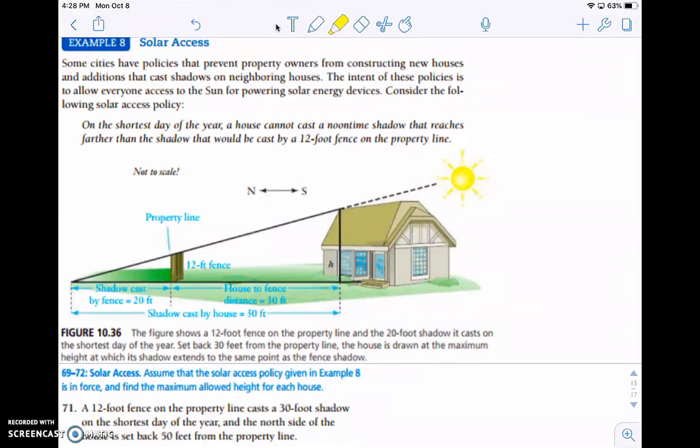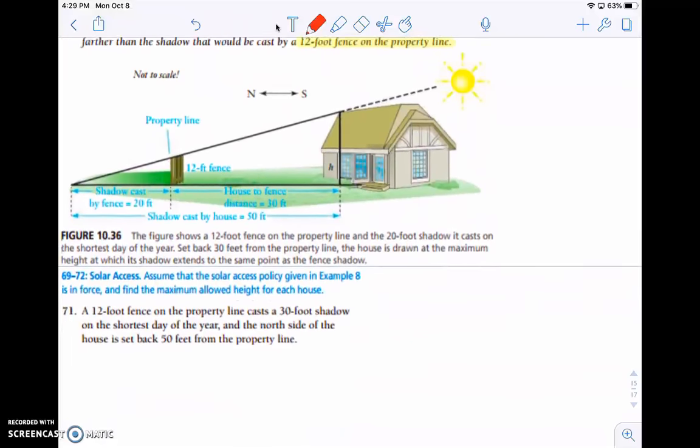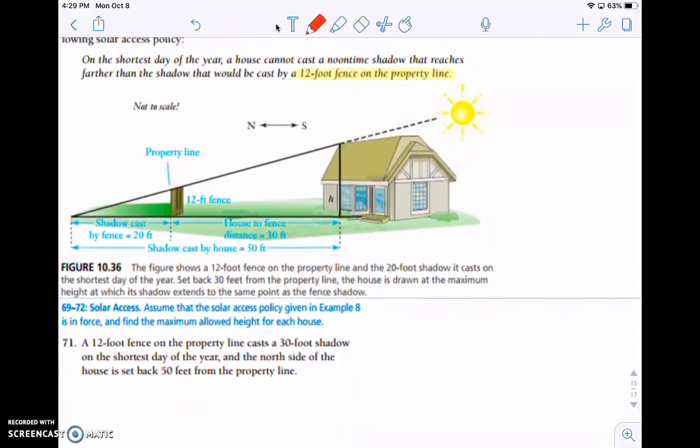So here's the policy for one city in particular. On the shortest day of the year, a house cannot cast a noontime shadow that reaches farther than the shadow that would be cast by a 12-foot fence from the property line. The numbers in here are going to be a little bit different than what we're given, although the fence is going to be 12 feet. So in essence, the sun is going to come down across this line right here.